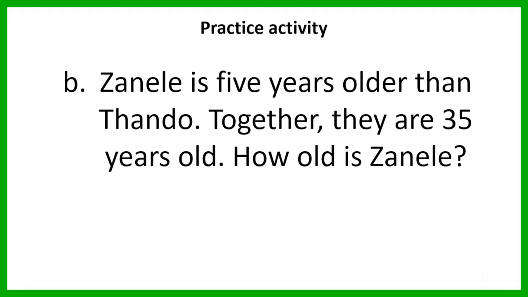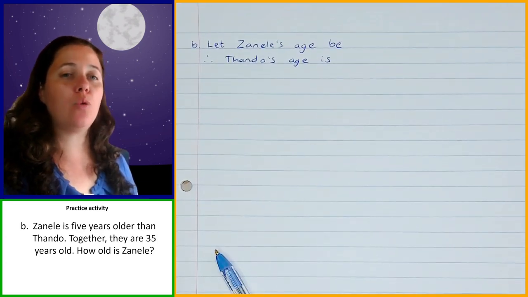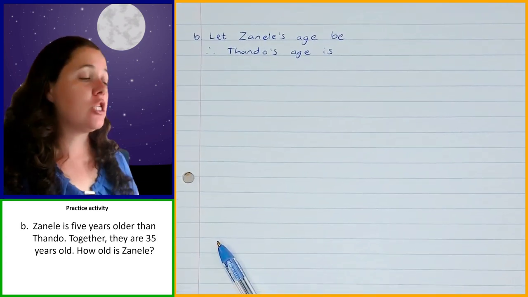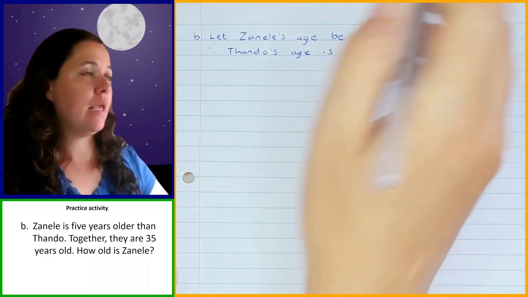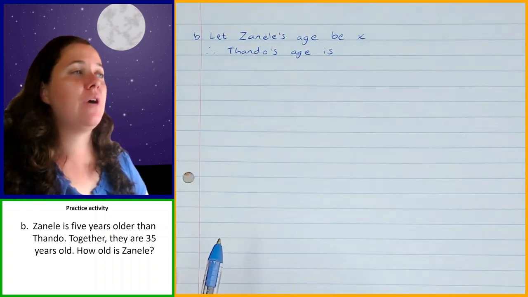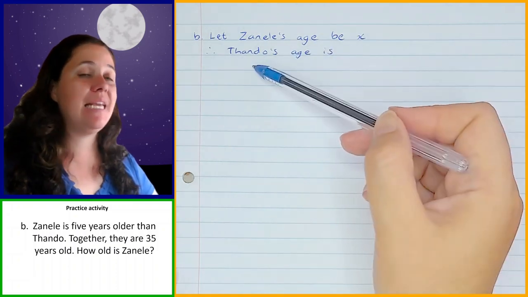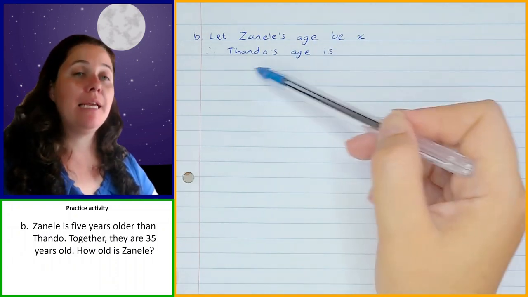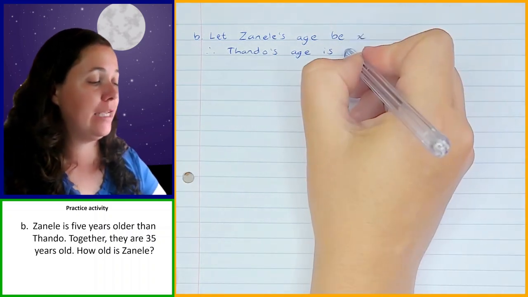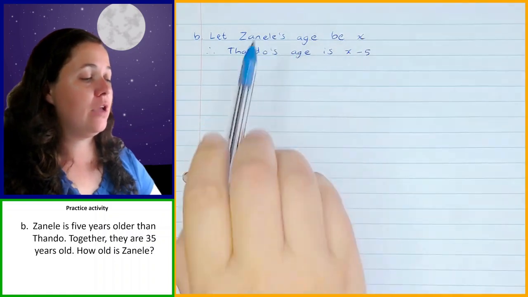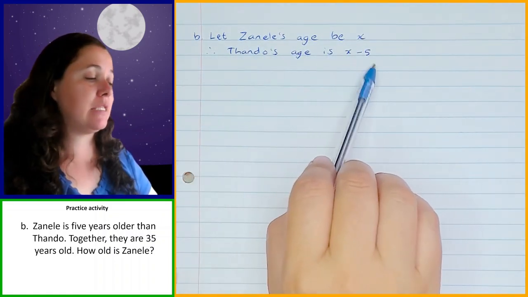Okay, so let's see how you did with that example. So in this one, we have got Zanele and Tando, and we have to work out how old Zanele is. So in this one, I'm going to make Zanele's age X. And then they tell us that Zanele is 5 years older than Tando. So if she is older than him, it means that he is younger than she is. He will be 5 years younger than her. So to work out his age, I would take her age and subtract 5. So if Zanele's age is X, then Tando's age must be X minus 5.